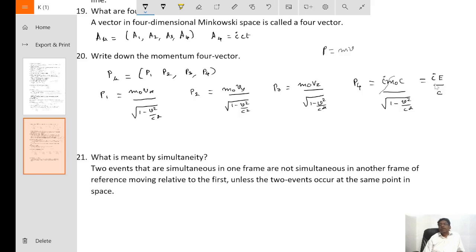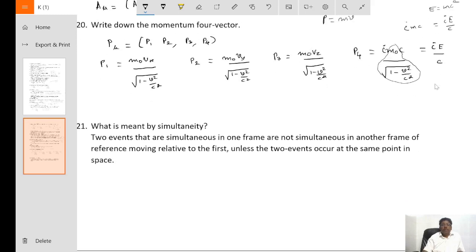m0 / √(1 − v²/c²), this quantity is our m. Therefore, this is imc. We know that E = mc². Therefore, this is iE/c.